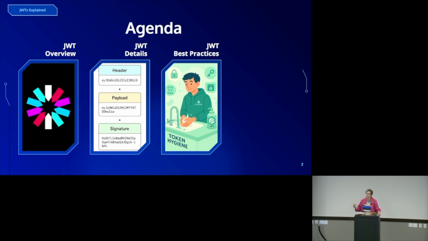Finally, we're going to finish up with JWT best practices. Because it is a token, it's very tempting to put it in your local storage in your browser. Hopefully, by the end of this talk, we will all agree that that is not what you should be doing. We have HTTP-only storage, which is secure, and you can also store things in memory, but please, not in local storage.